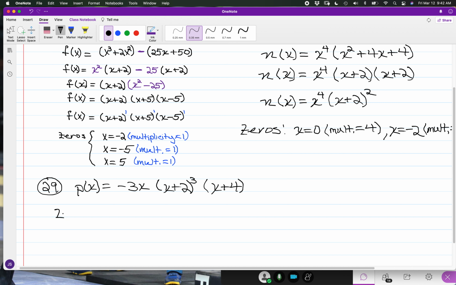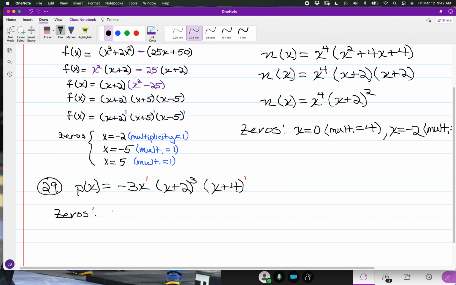Now in the case of the zeros, you have negative 3x at the front. Since we're looking at zeros and multiplicities, the standalone x is of first degree, and x plus 4 we can also regard as first order. Negative 3 is not going to do anything for us in determining the zeros or multiplicities. It's just a coefficient. So if I had just x plus 2 cubed and x plus 4, I'd still have the same zeros and multiplicities.